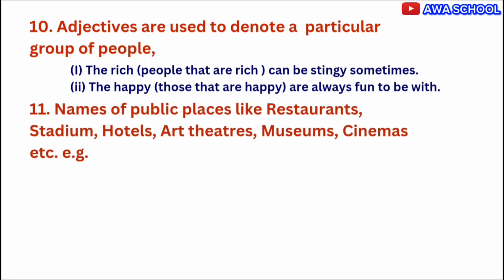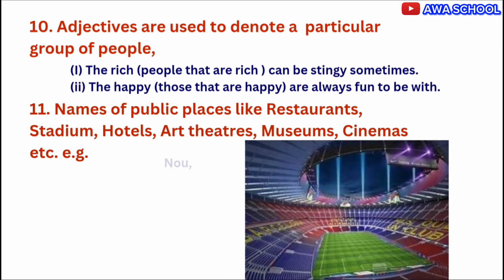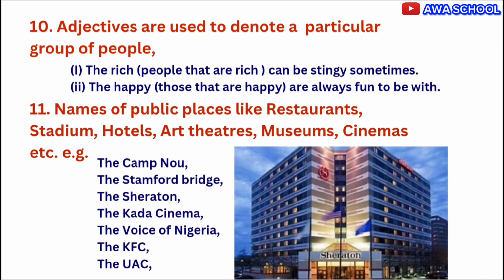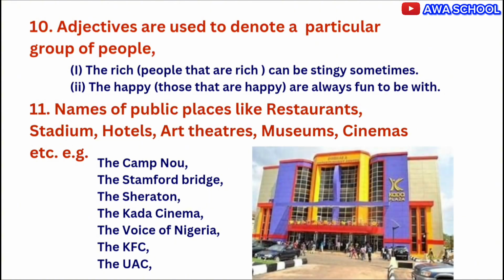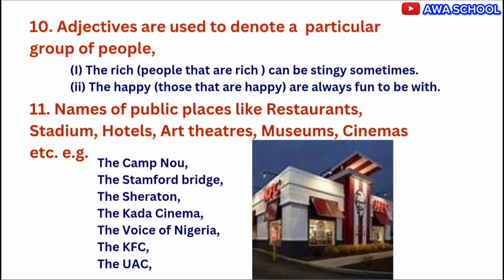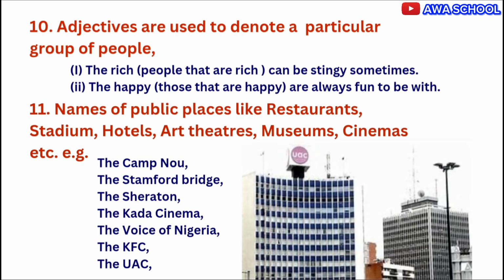Next, popular places like restaurants, cinemas, stadiums, hotels, art theaters, etc. are accompanied by the article the, also called the definite article. Example, the Camp Nou, the Stamford Bridge, the Sheraton, the Kada Cinema, the Voice of Nigeria, the KFC, the UAC. All these refer to a specific or definite place.